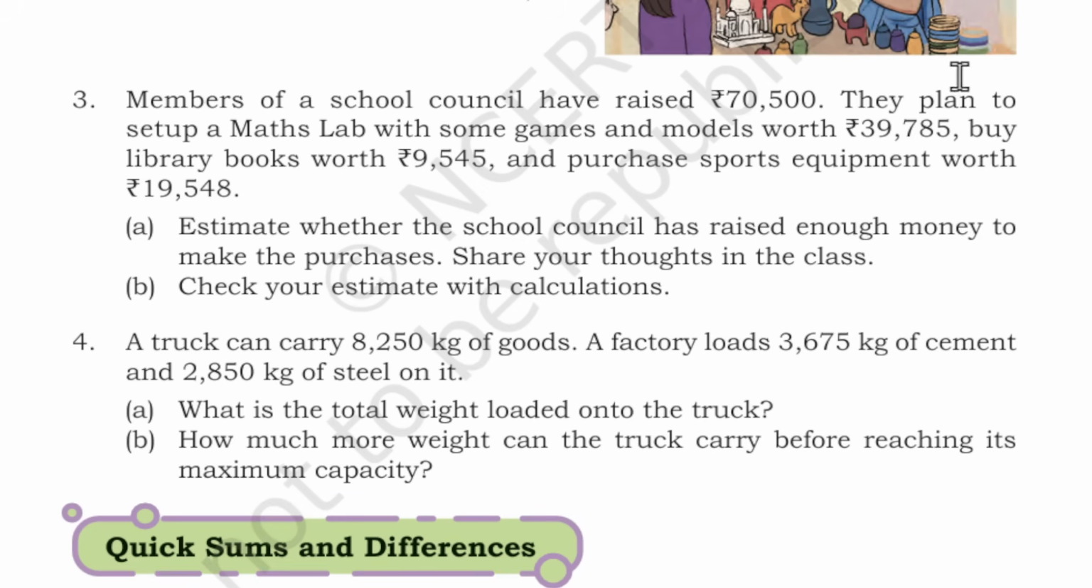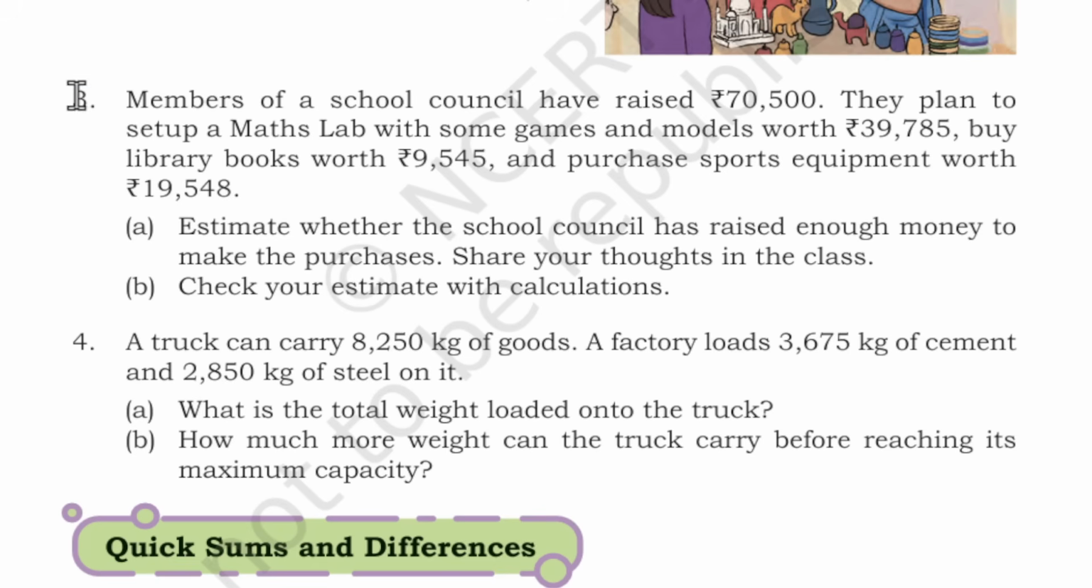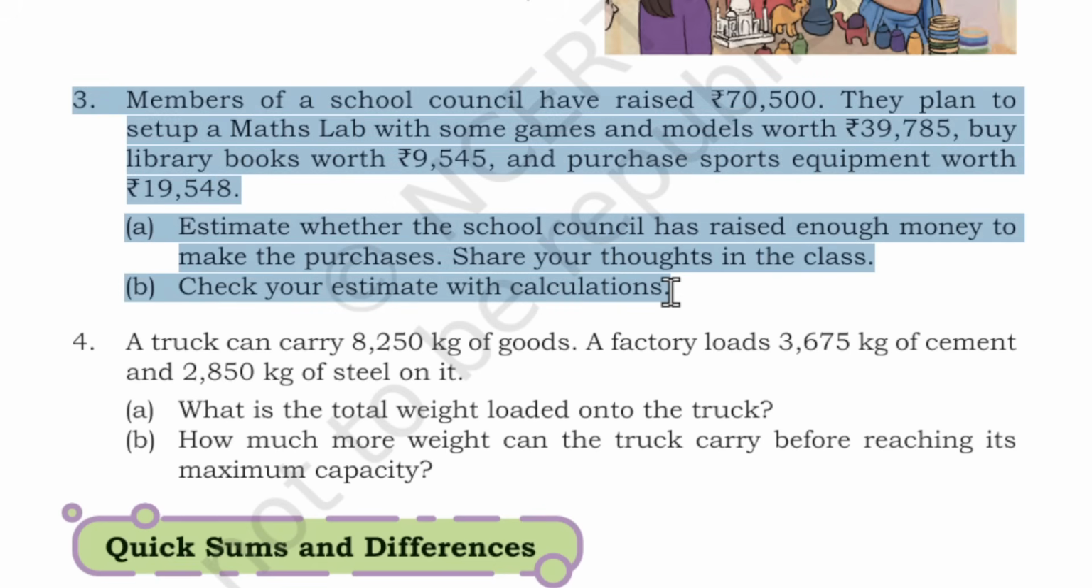First, we will add the first item, the maths lab, which is 39,785, with library books 9,545, and sports equipment, which is 19,549. I'm going to take this. I'll remove everything from here, or else I have a rough page at the top. I'll take it here. Okay, we will do it one by one.